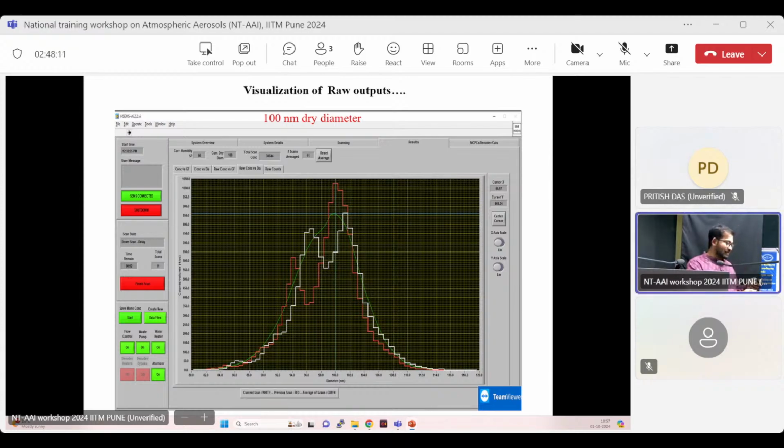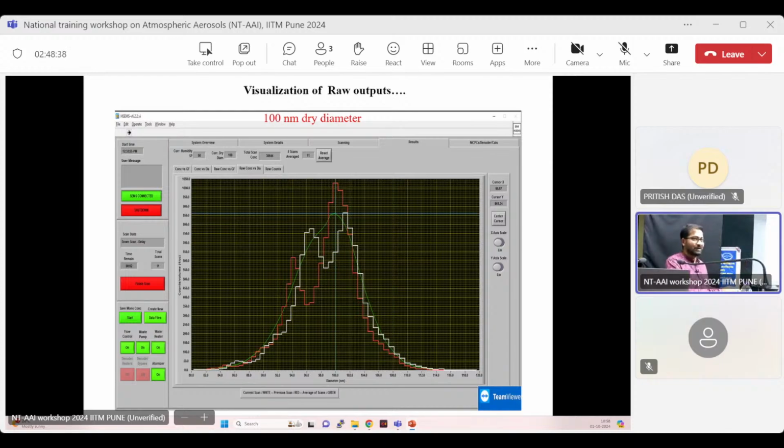Basically, when you select the size, you are selecting just sizes, not the particles. Particles have their individual properties. So there might be a presence of sea salt at the same size. There might be a presence of dust. There might be a presence of soot particles. There might be a presence of organic aerosols as well. So there are n number of particles with different chemical characteristics present in the same size.